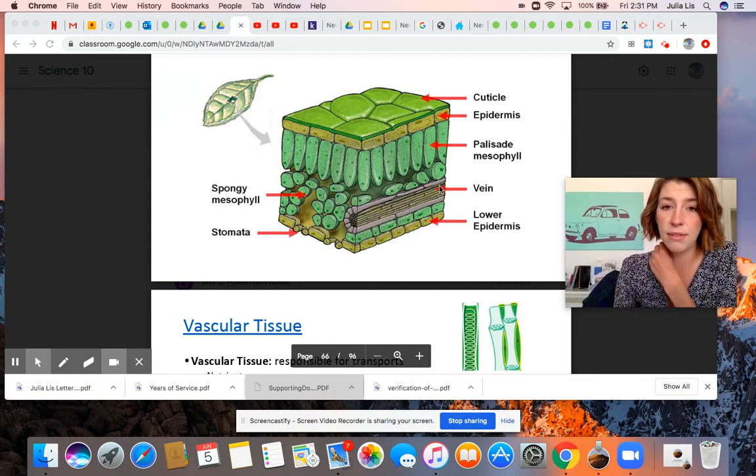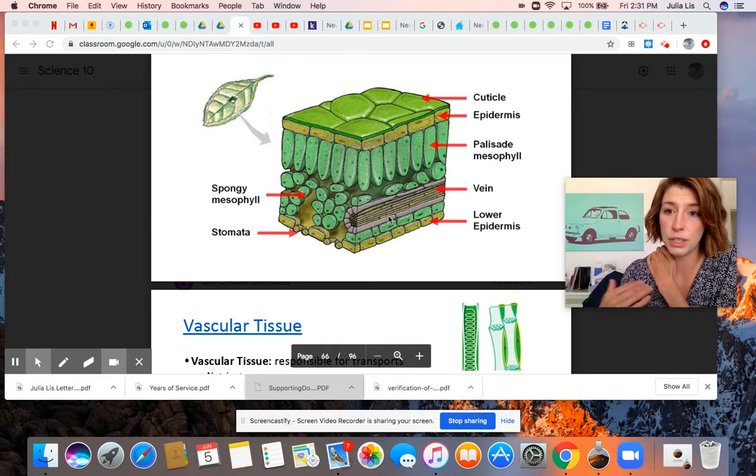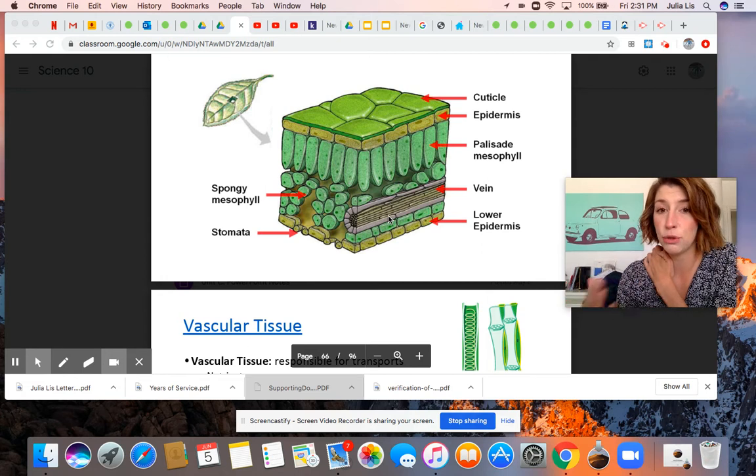And then you have this vein here depicting your vascular tissue, so xylem and phloem. And just like our circulatory system, things are being transported through these veins.